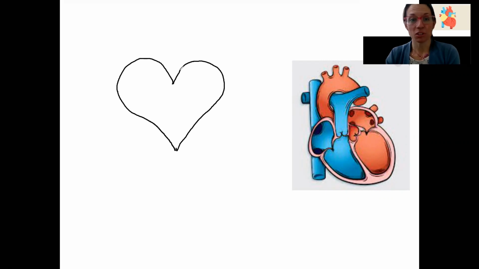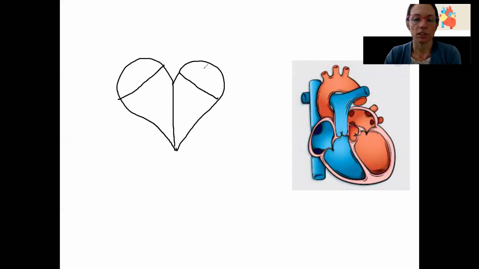So this actually works though, to start with the heart like your Valentine's heart. I'm going to separate this heart into 4 chambers. The 4 chambers are going to be the 2 ventricles and the 2 atria. The atria are smaller than the ventricles.